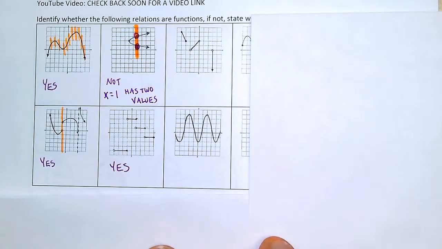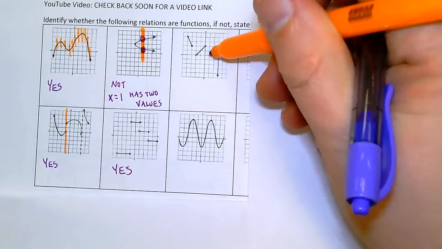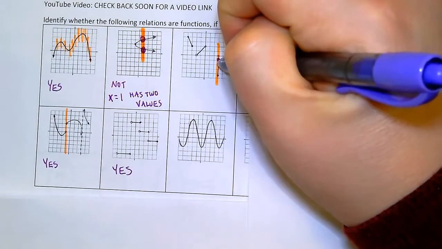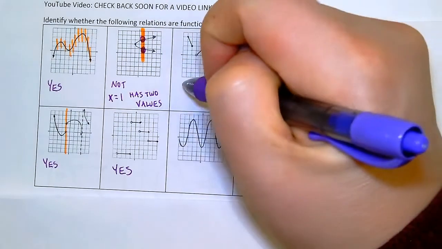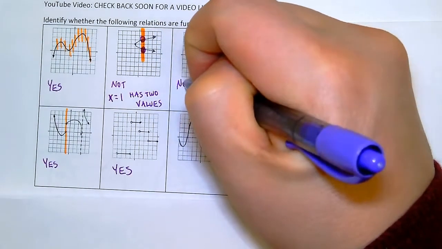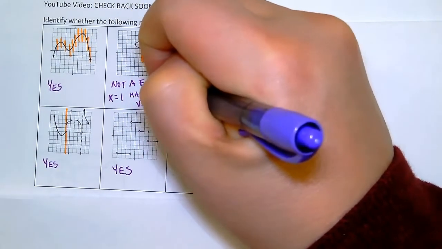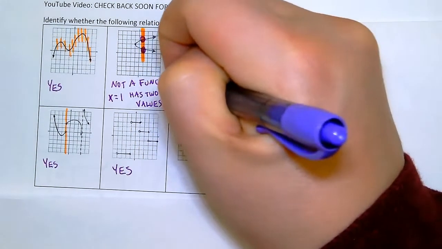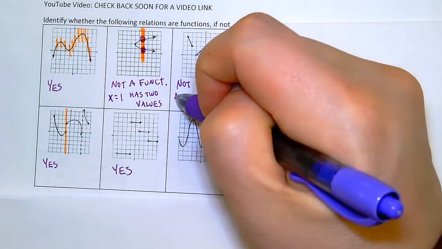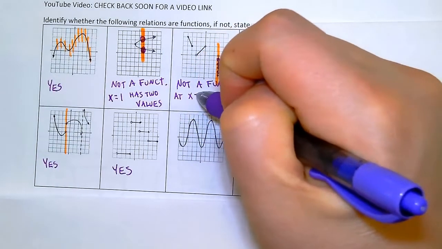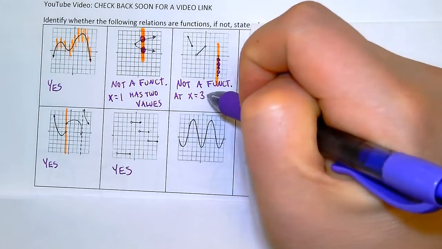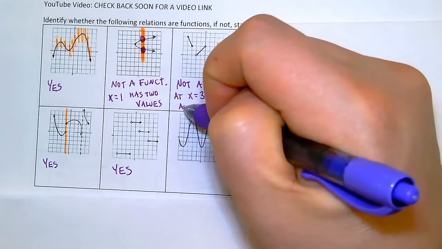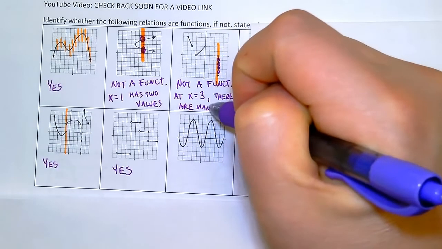On the next pair, a vertical line right through here passes through an infinite number of values all along that line, so this one is not a function. Not a function. Okay. At x equals 1, 2, 3, there are many outputs.